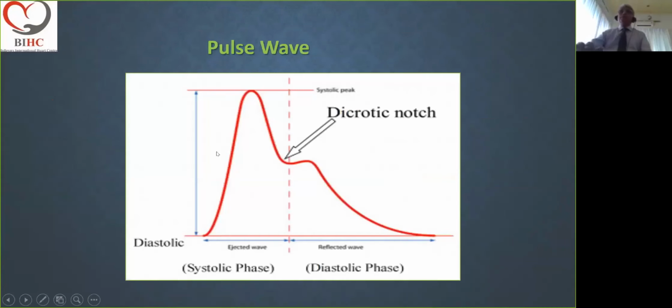Look at this. In this, this is the percussion wave with the systolic peak. You have the dicrotic notch, and then you have the dicrotic wave. And at this point, the second sound has occurred, and what is happening after that is diastole.